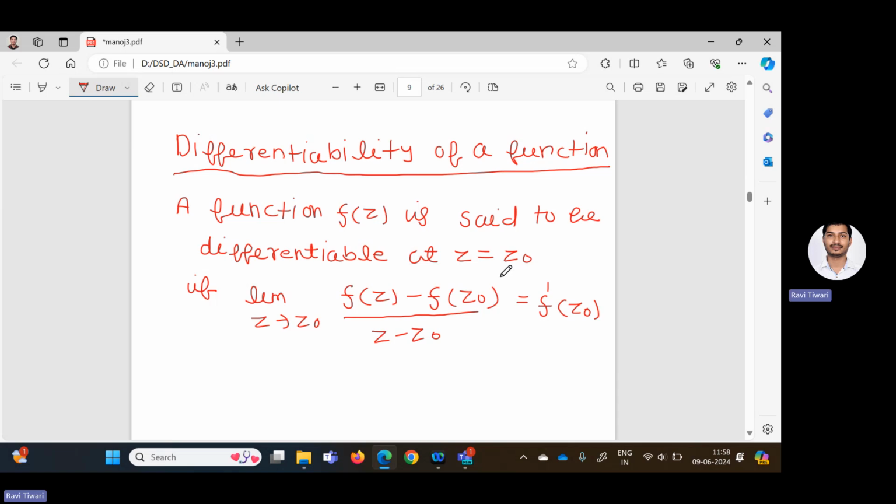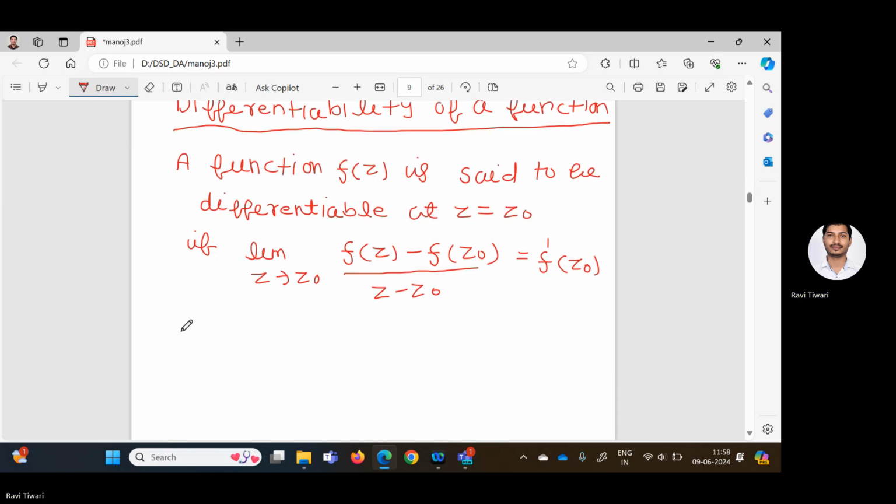So let me take some examples of how to check differentiability of the function. Let me take the first example. I will discuss 2-3 examples. f(z) equal to, suppose, z conjugate. First example. Second example, we can choose mod z square. Third example, we can choose mod z. And for all these functions we want to check differentiability at z equal to 0.